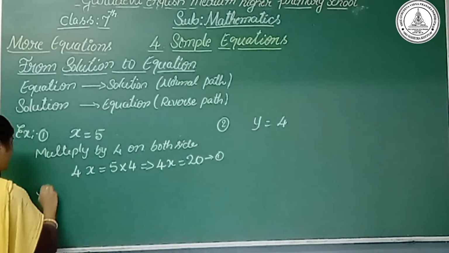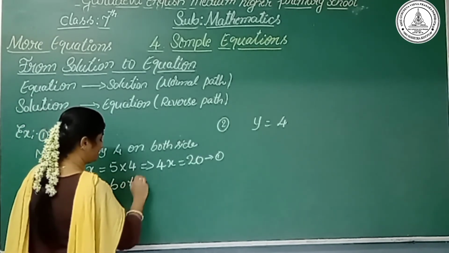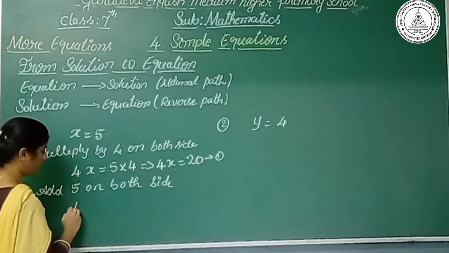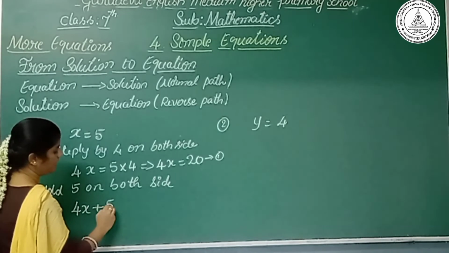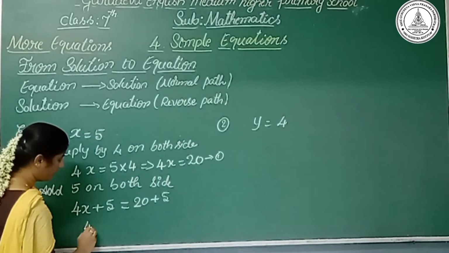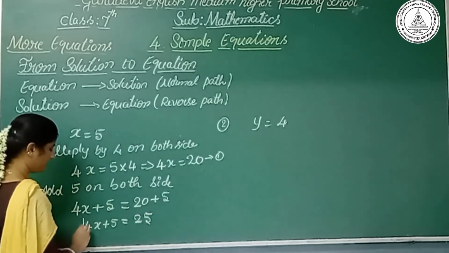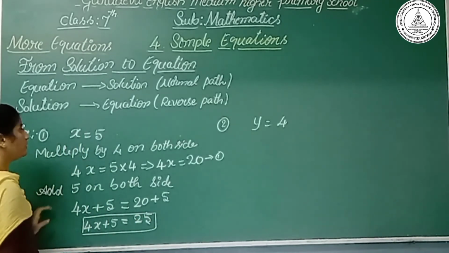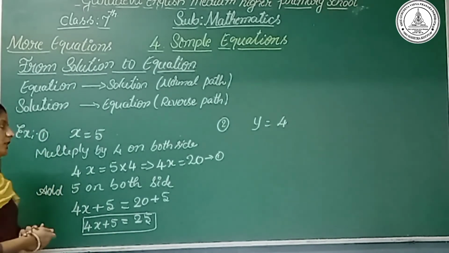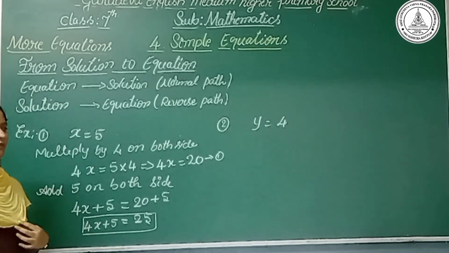Okay? And then again add 5 on both sides. For this equation, 4x plus 5 equals 20 plus 5. Then we will get 4x plus 5 equals 25. So it is also an equation. So by using one solution we can make different equations. Okay? Is it clear?